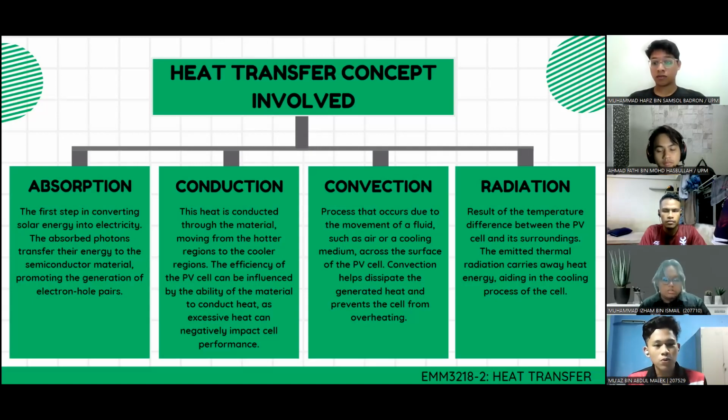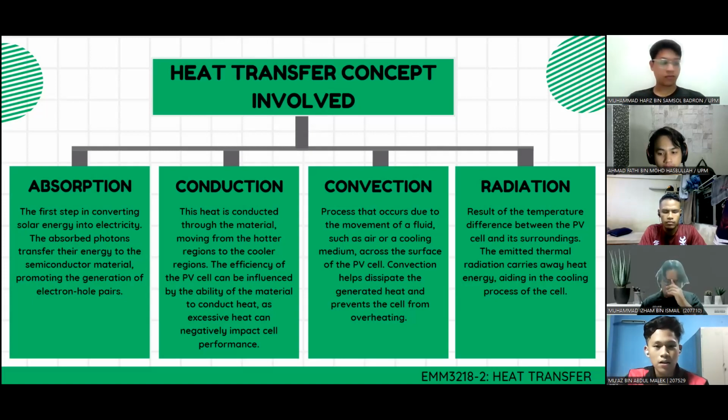The first concept is absorption. The PV cell semiconductor material, typically made of silicon, will absorb the photons from the sunlight. This process is the first step in converting solar energy into electricity. The absorbed photon will transfer its energy to the material, promoting the generation of electron-hole pairs.